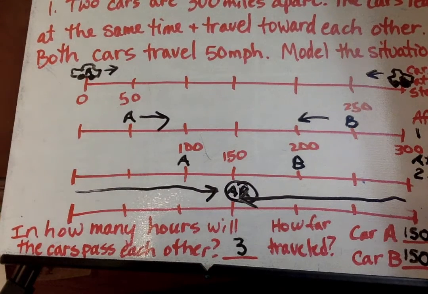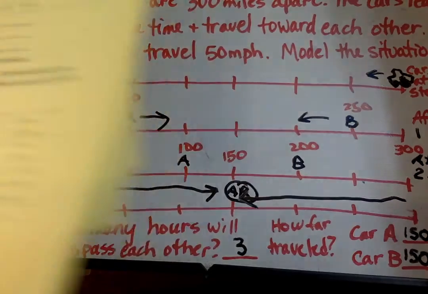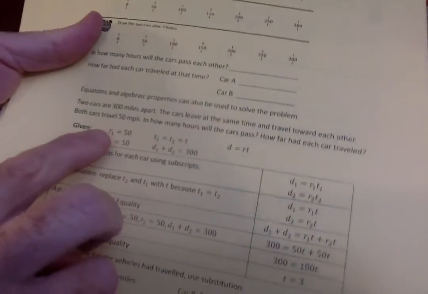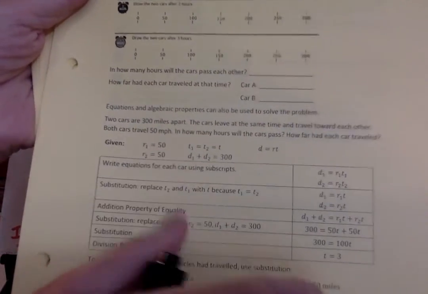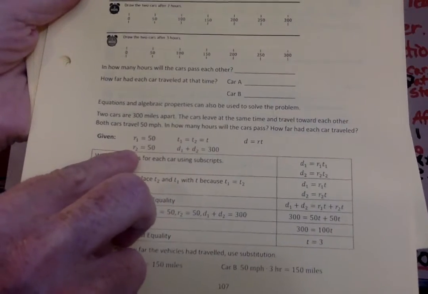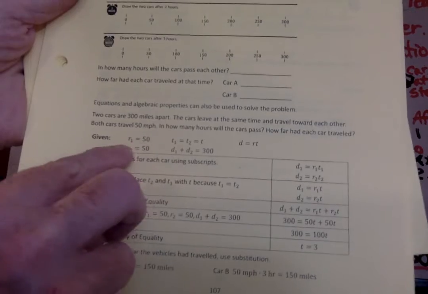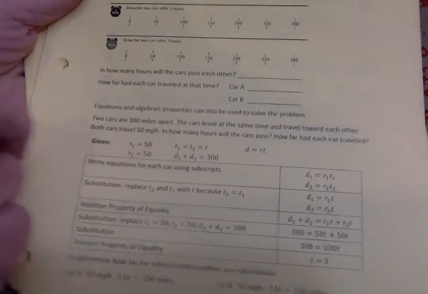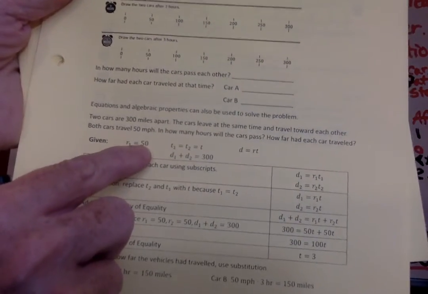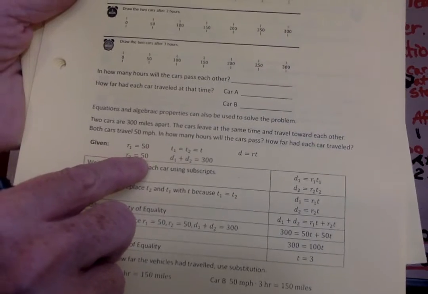Okay. So we can look at the equation at the bottom of page 107. And here we're given a lot of variables. Like R1 is 50. This is the rate of car 1. R2 is the rate of car 2. So if you have one car going 40 and one going 60, this is where the numbers would change, the rate of vehicle 1 and vehicle 2.